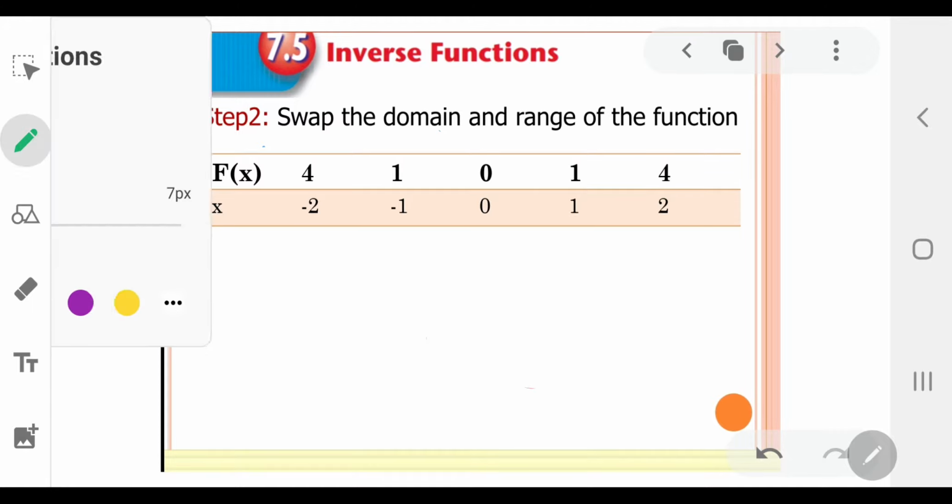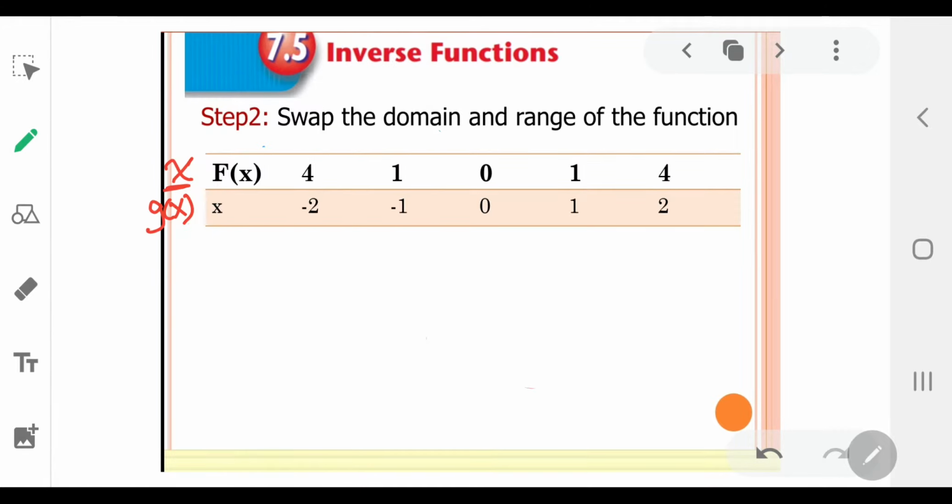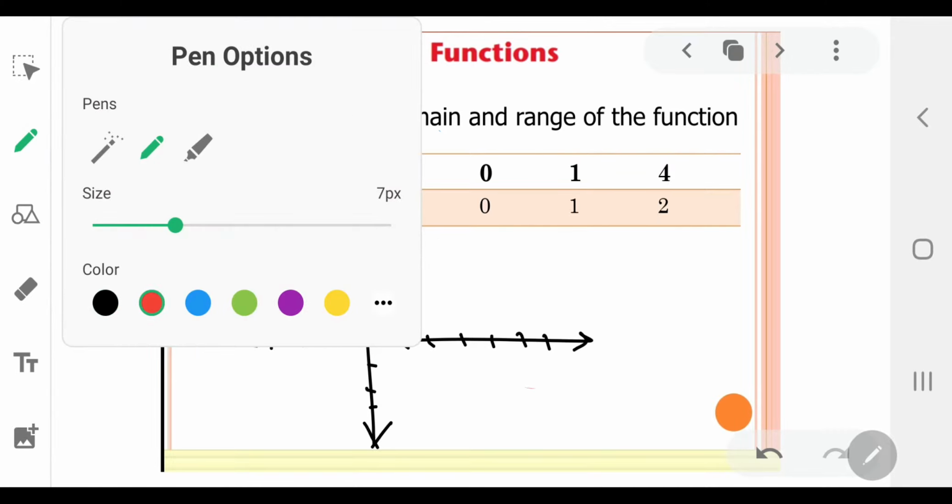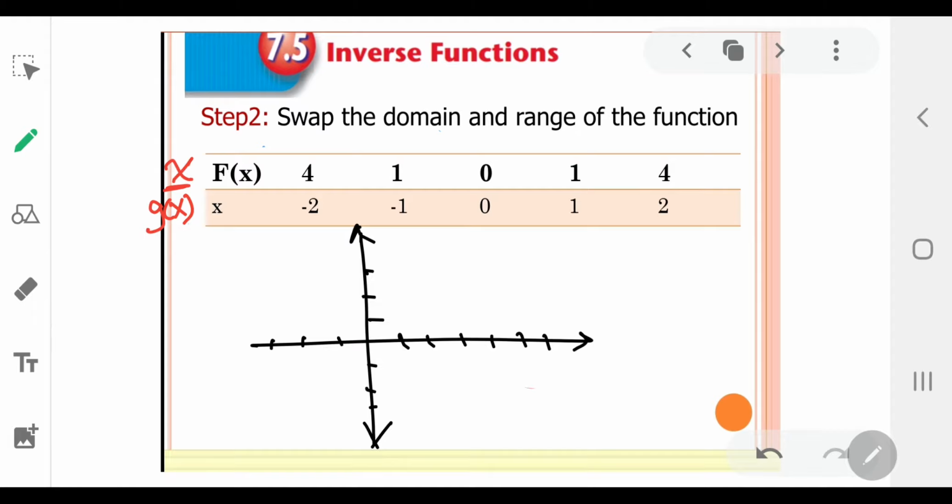And let's try to graph this function. Okay, let's plot the points. 4 with negative 2, 1 with negative 1, 0 and 0, 1 and 1, 4 and 2.